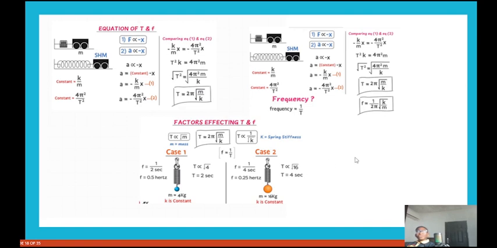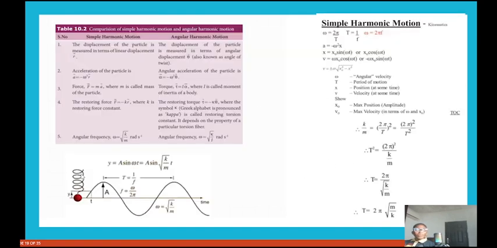So we have gotten the equation for the F, we've gotten the equation for the T. The simple harmonic motion and angular harmonic motion, these are just the differences, just for you to know. It's not really something we've derived. The acceleration of the particle undergoing simple harmonic motion was what? Minus omega square r, which we've established, right? And so on and so forth. And the angular frequency, which is omega, is omega equals root of K over M, in rad per second.